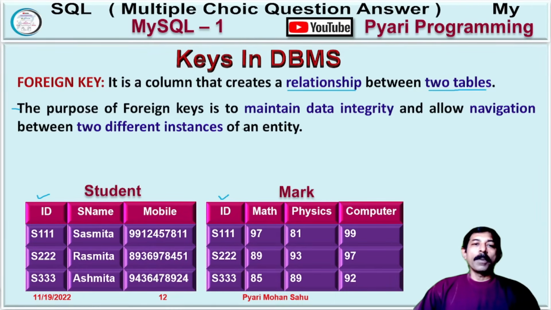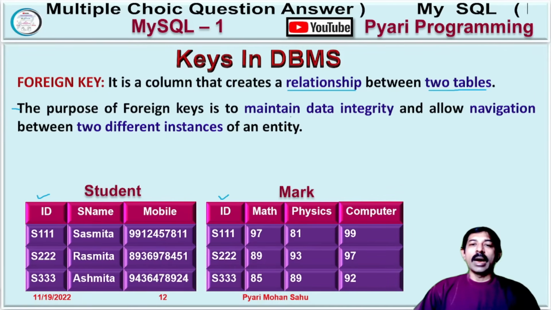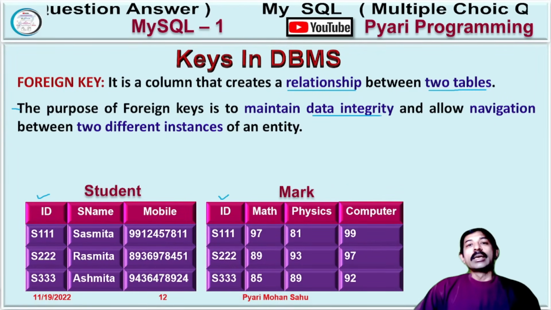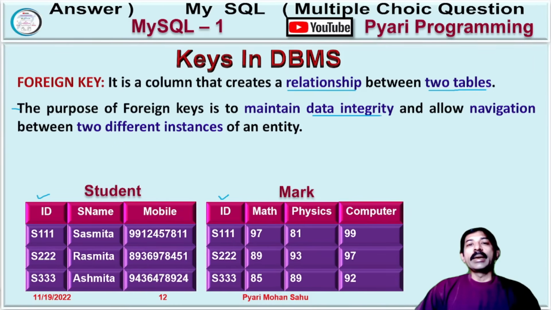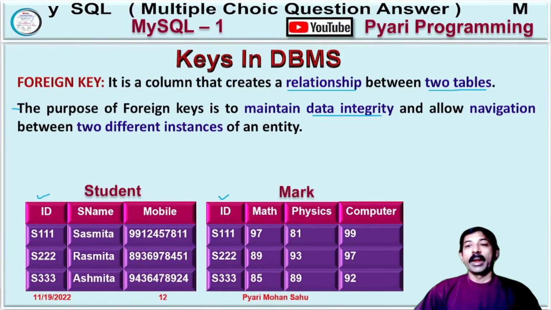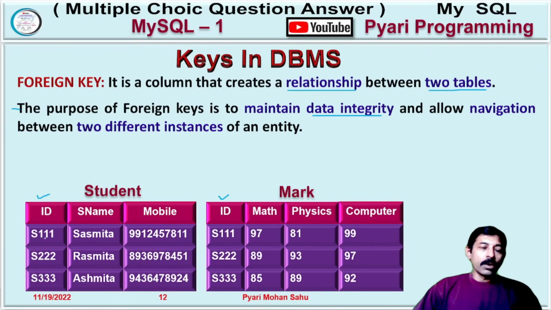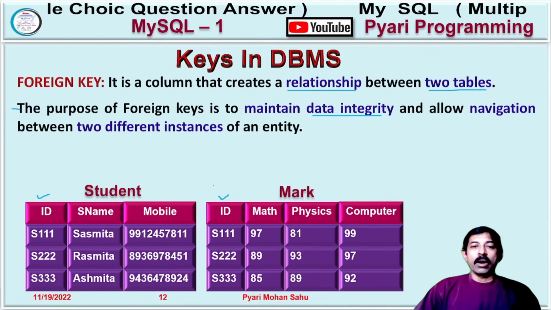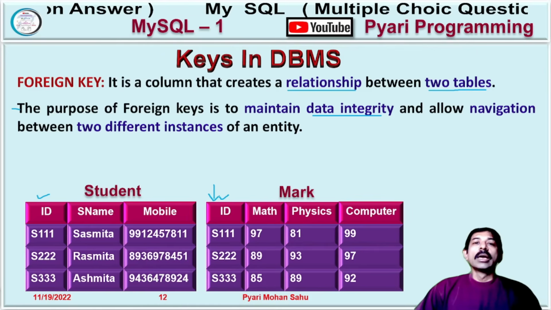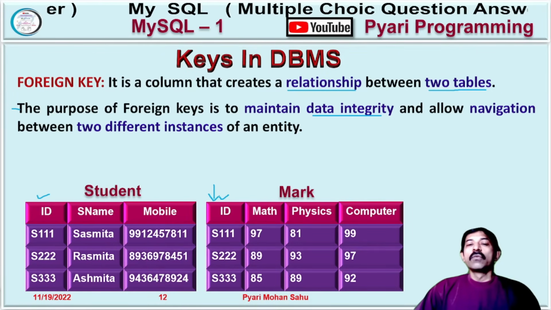Next, the purpose of the foreign key is to maintain the data integrity. As already I told you, data integrity means maintaining the consistency of the data in different tables for the same record. Now look at over here. Suppose I want to add a record in the marks table. Suppose I am entering the data for the ID called S444.